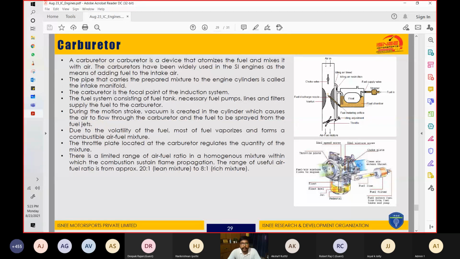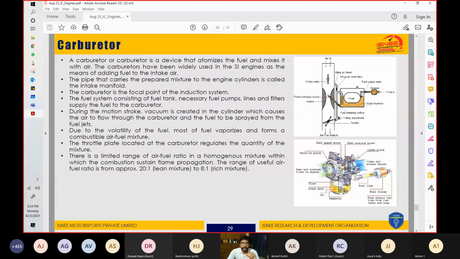This one, intake manifold. And the carburetor is the focal point of the induction system, because everything starts here. If the engine has the carburetor, then the fuel system, consisting of the fuel tank, necessary fuel pump, lines, and filters, supplies the fuel to the carburetor. So the point from where I showed you that the fuel goes inside the carburetor, before that you have a fuel filter, you have a fuel line, and the fuel is coming from the fuel tank of the vehicle.